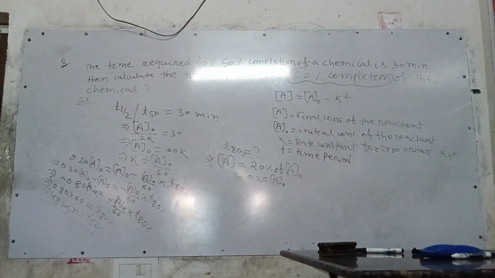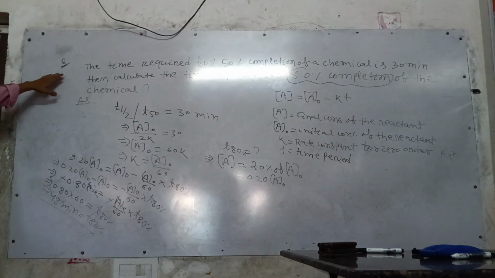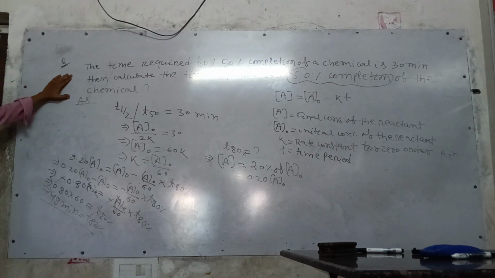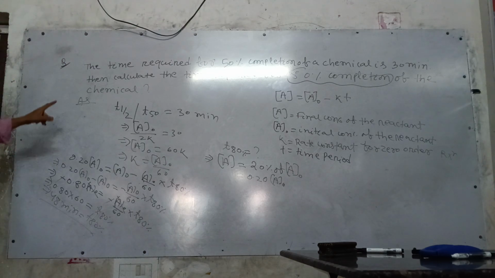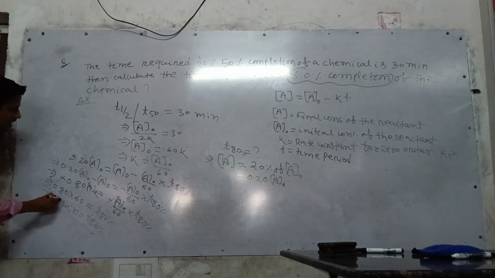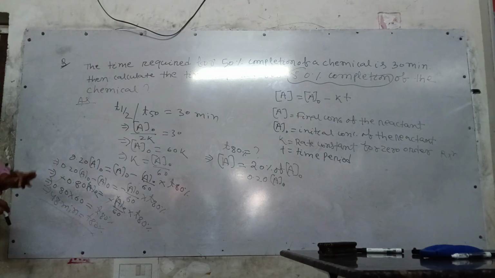This is an IIT JAM problem. The question is that the time required for 50% completion of the reaction is 30 minutes. Then the time required for 80% completion of the reaction is 48 minutes. So this is the final answer.